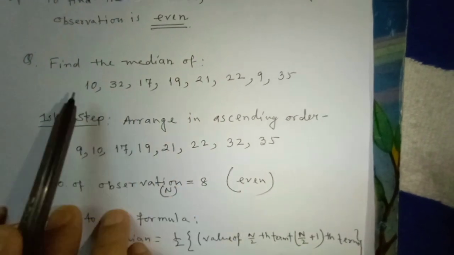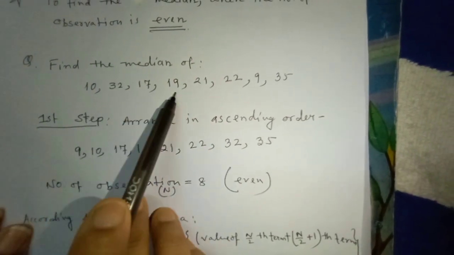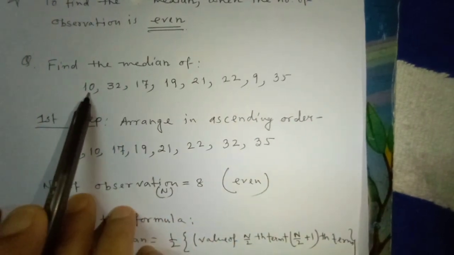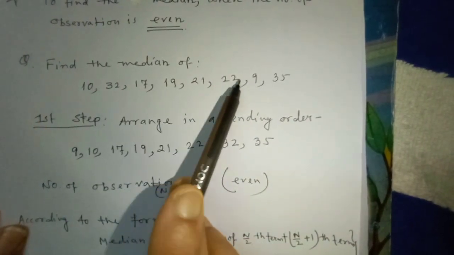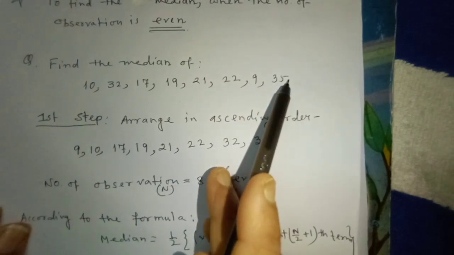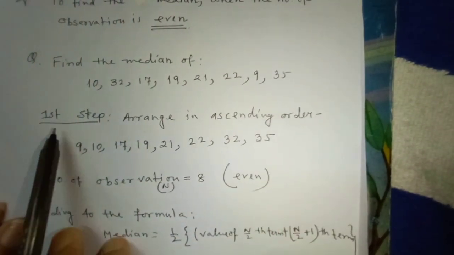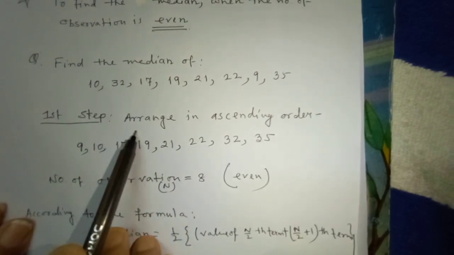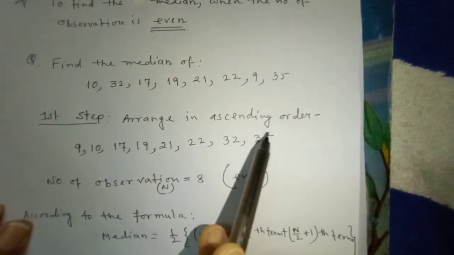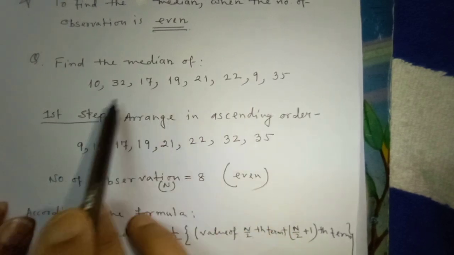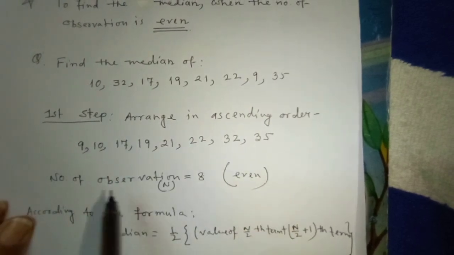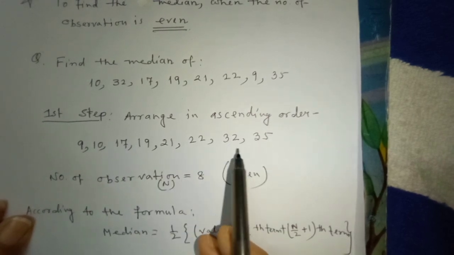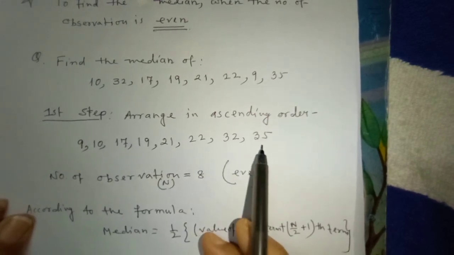Find the median of 10, 32, 17, 19, 21, 22, 9 and 35. How many are there? 1, 2, 3, 4, 5, 6, 7, 8. That means an even number. And in this kind of sum, the first step is we have to arrange the observations in ascending order. So we have arranged it in ascending order as usual: 9, 10, 17, 19, 21, 22, 32 and 35.